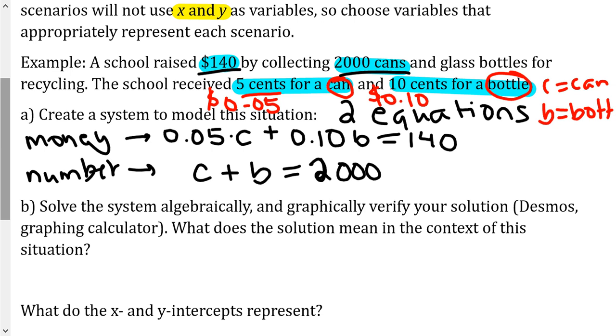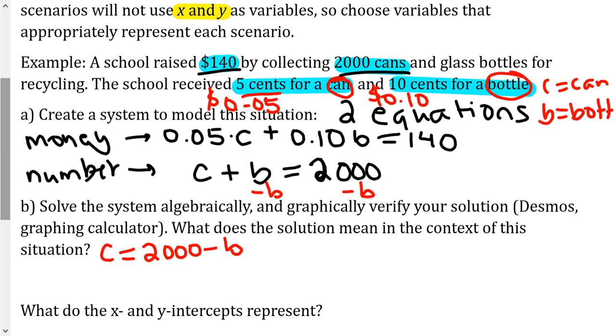I'm going to go ahead and do substitution because it actually looks really easy for me to isolate B or C in that second equation. And it doesn't look so straightforward to get those coefficients the same because we have those small decimals. So I'm going to take that second equation and I'm going to write it as C equals 2,000 minus B. Right? I'm going to bring the B to the other side.